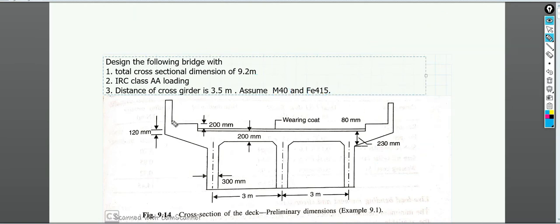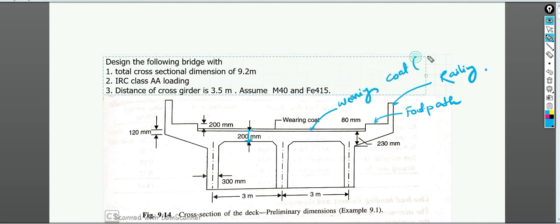steel. Okay, so if you can see here, these are the main girders. This is the overall thickness of the slab, which is 200 mm, and these two parts are the cantilever portion. There you can see this is the footpath, this is the railing. And here this upper portion is the wearing coat, which is a thickness of 80 mm. 80 mm wearing coat is there, and this footpath is at a height of 200 mm from the wearing coat.